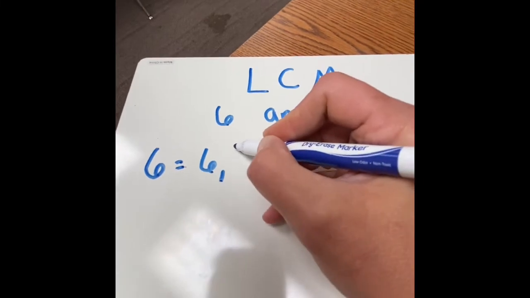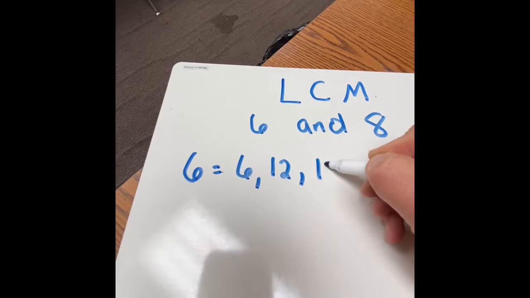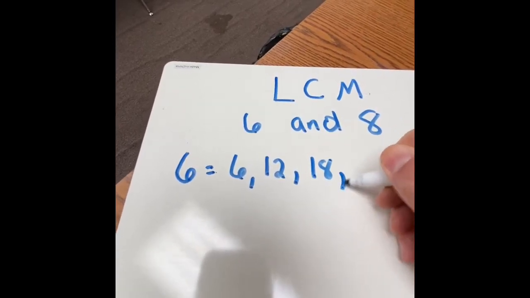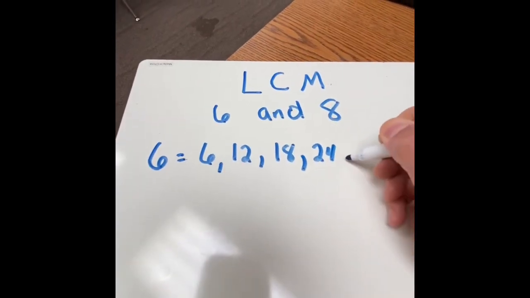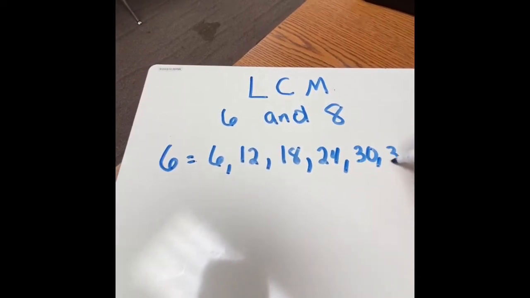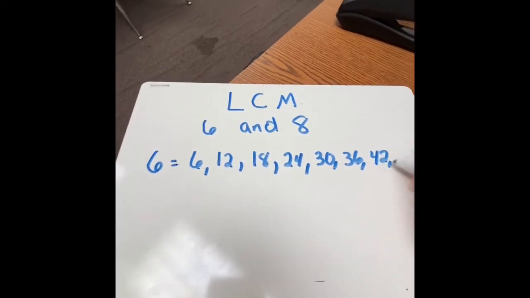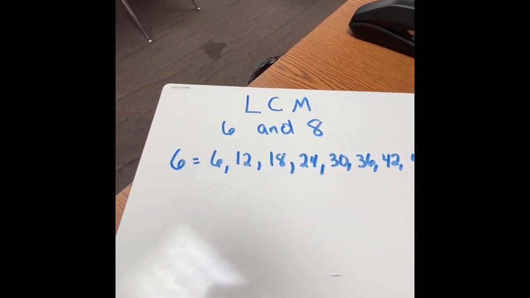6 times 2 is 12. 6 times 3 is 18. 6 times 4 is 24. 6 times 5 is 30. 6 times 6 is 36. 6 times 7 is 42. 6 times 8 is 48. We can stop at 48.